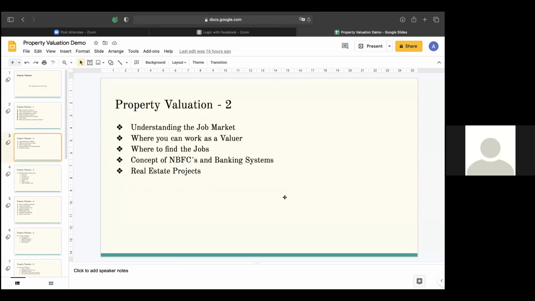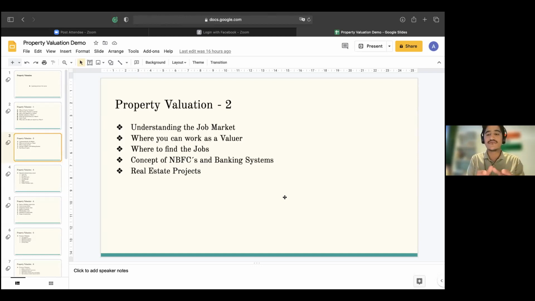Okay, perfect, guys. On day 2, we'll speak about the job market scenarios where you can find jobs in property valuation. I will try to give you some names of the organizations, banks and companies which are hiring you as a valuer, and the way you can reach them, how you can approach those people. So I will try to feed you that on day 2. And then there is a particular industry.